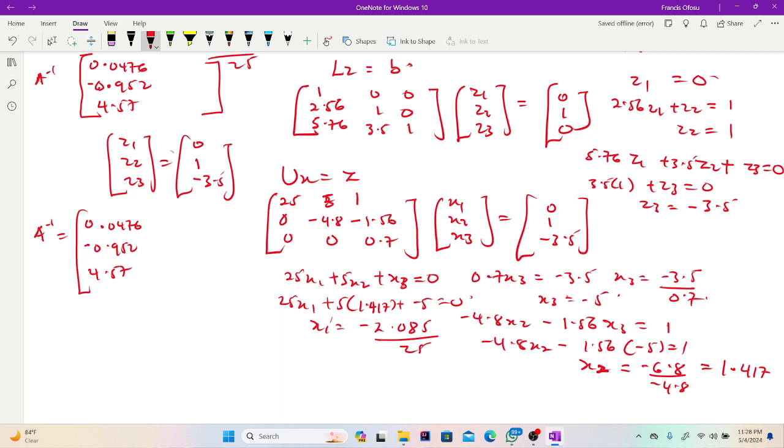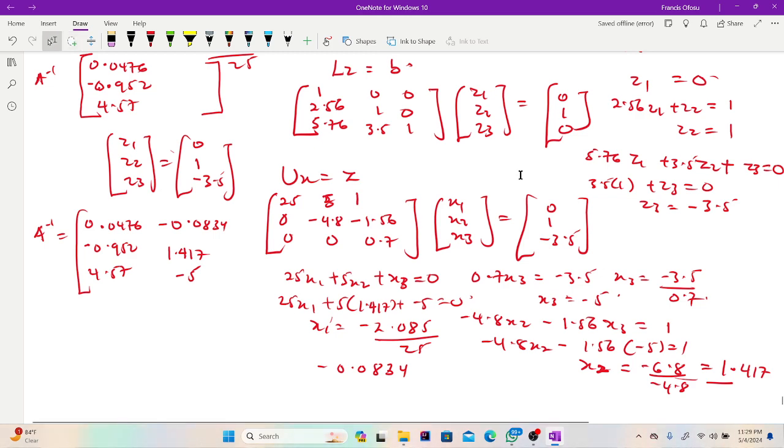So I'm getting negative 0.0834. So I add it up here. So here, negative 0.0834. This is the second column of the inverse. Then the x2 is 1.1417. That is for this one. Then the x3 is what we got first. That is negative 5. We are not done. Let me do the last column. Then we are done with our simplification.